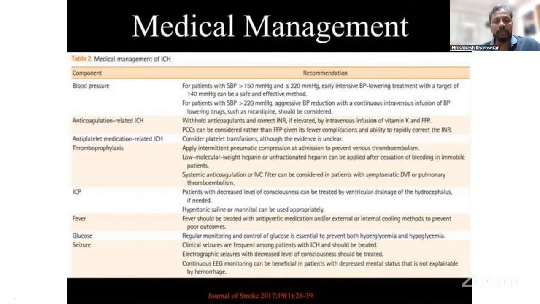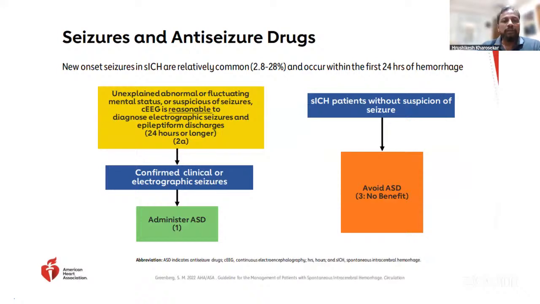Clinical seizures are frequent in patients with ICH and should be treated. For new-onset, unexplained, abnormal, fluctuating mental status with suspicion of seizures, where EEG is reasonable to diagnose the seizures, they have recommended administering anti-seizure drugs.